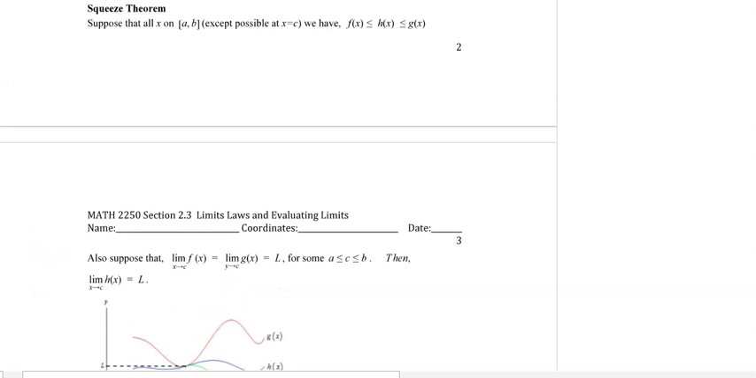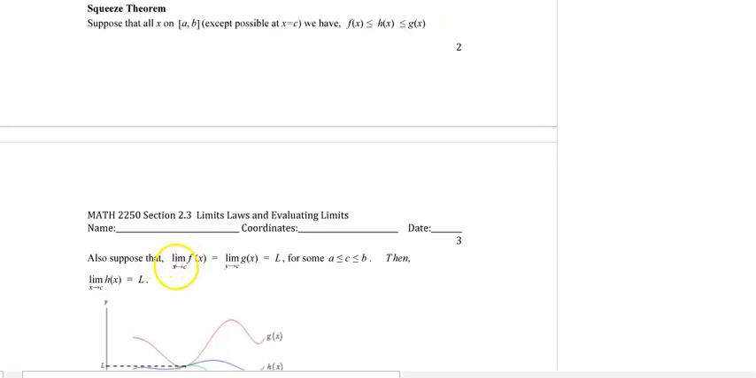Okay, so it says suppose that for all x on a closed interval AB, except possibly at x equals c, we have 3 functions: f of x is less than or equal to h of x, which is less than or equal to g of x.